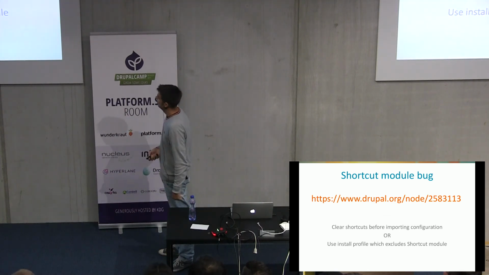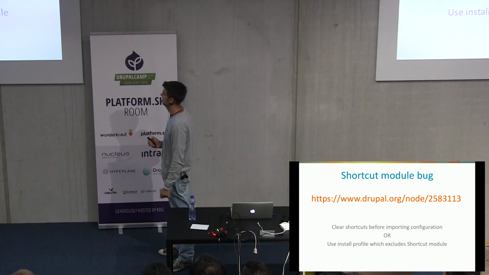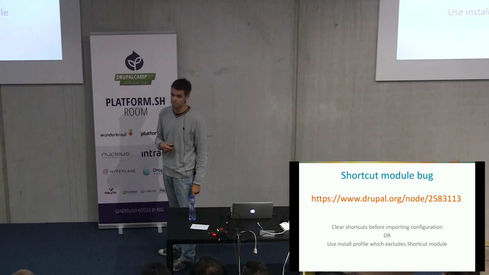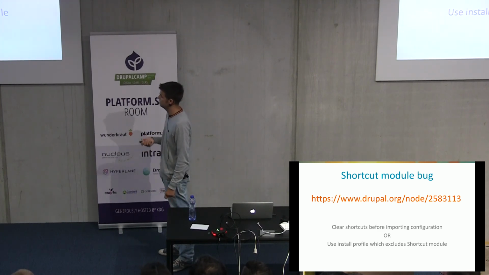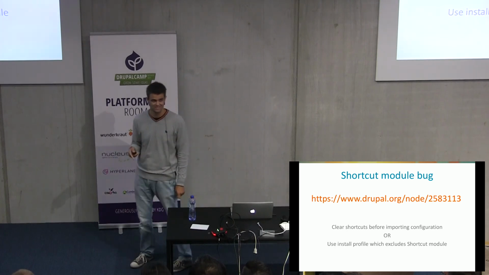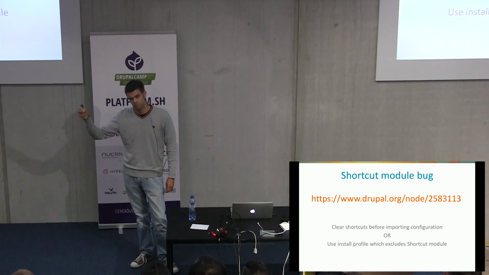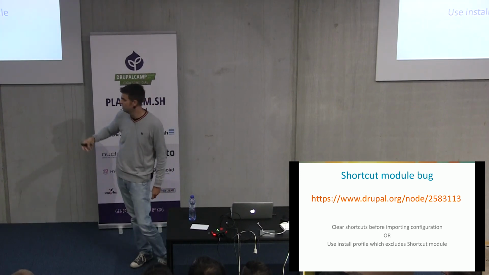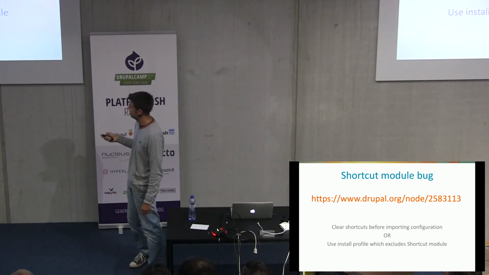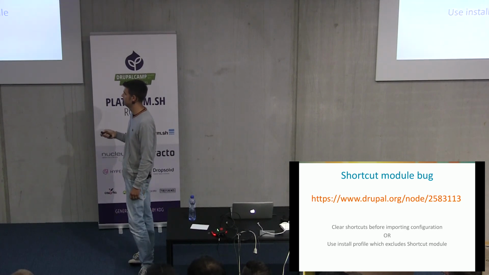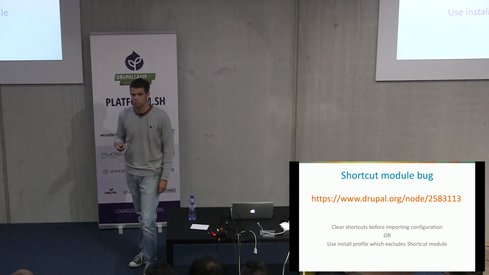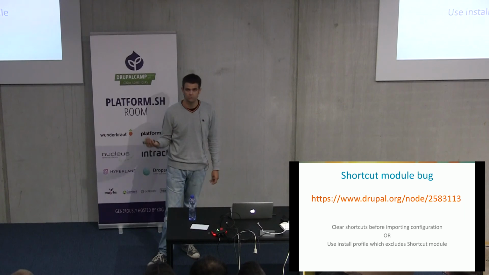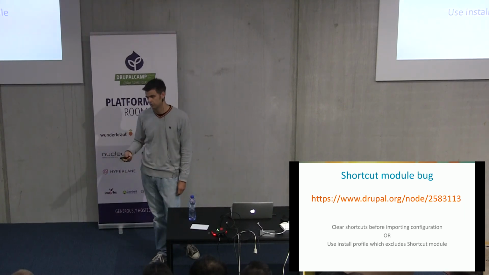For the shortcut module, there's a patch here, this link you can follow along what is happening there. Two workarounds for now is just remove the shortcuts which are present in the targeted website where you want to import the configuration. Just remove the shortcuts present and then do the import, it will work out fine. You can also quickly create an install profile which you can use in the future, which excludes the shortcut module, so when you install your site you don't have the shortcut module. And then things start working.